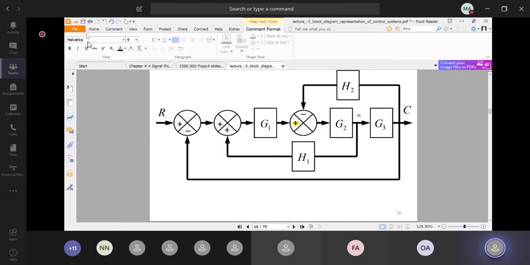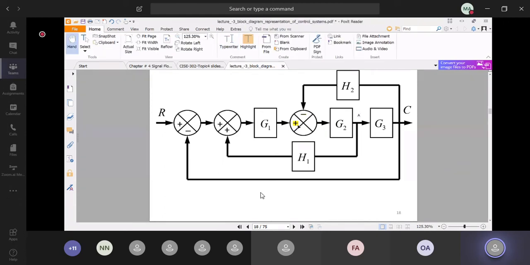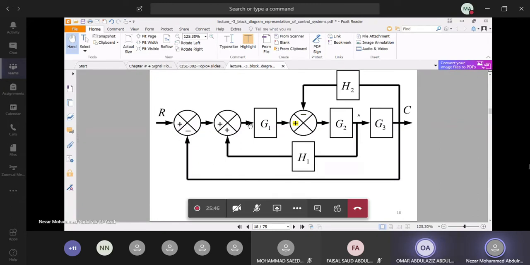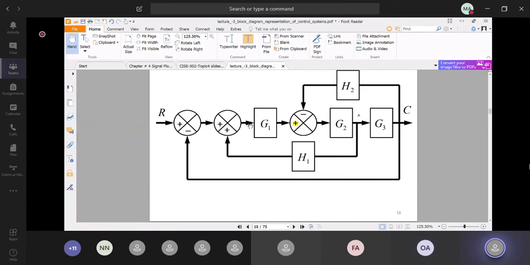I use it here. This summation, I can use it here to the left. Okay, I can move this to the left before G1. So I can move this summation before G1. After that, I can swap between these two summations. You have two choices. Let's for example, I move G1 or I move this summation before G1.